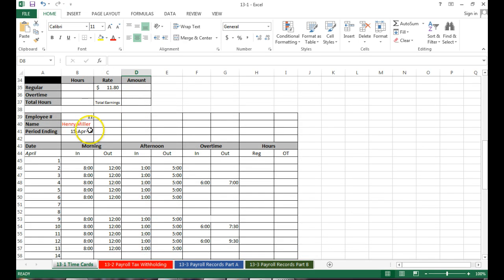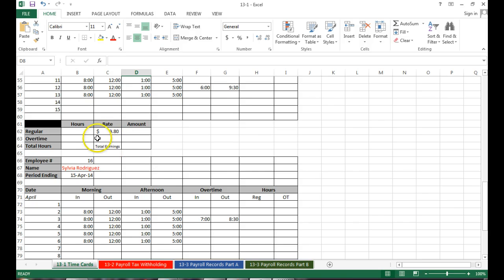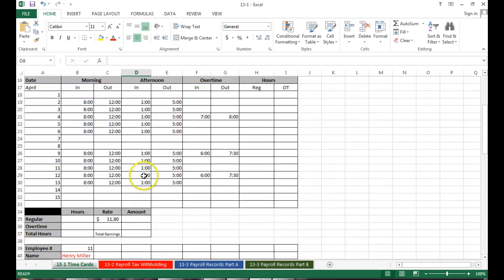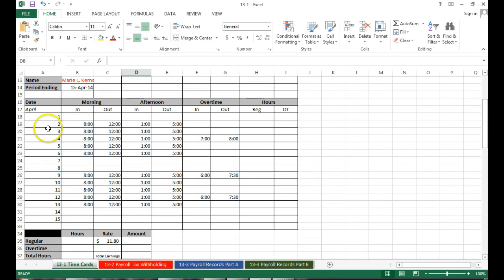Then you have Henry Miller. He makes $9.80 an hour. And then you have Sylvia Rodriguez, and she makes $9.20 an hour. So let's go ahead and calculate their time cards here. I'm going to do the first one, and then you're going to do the last 2 on your own.